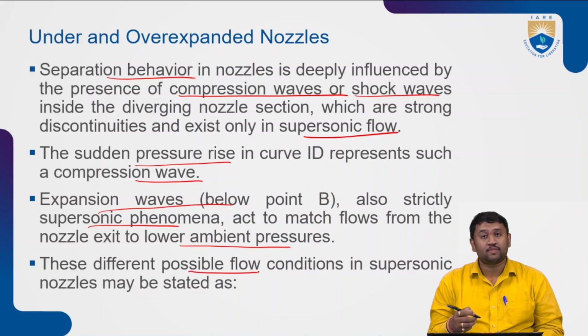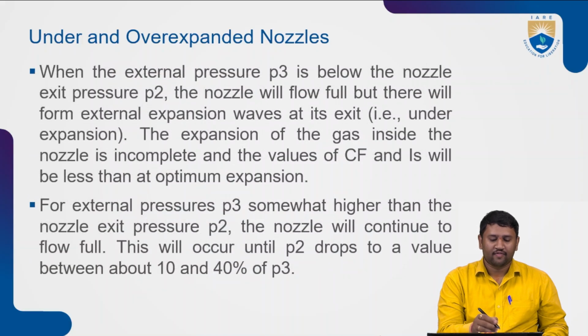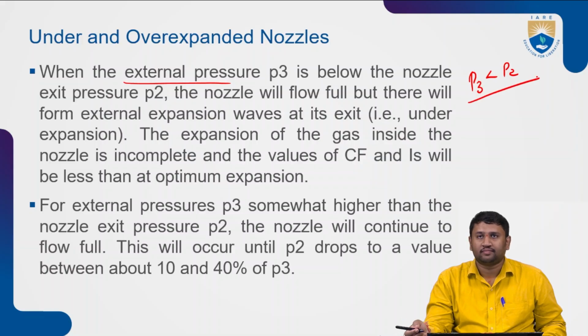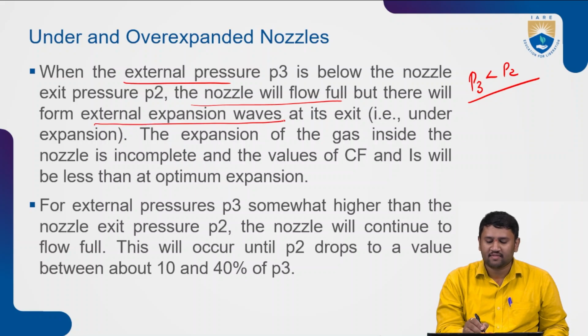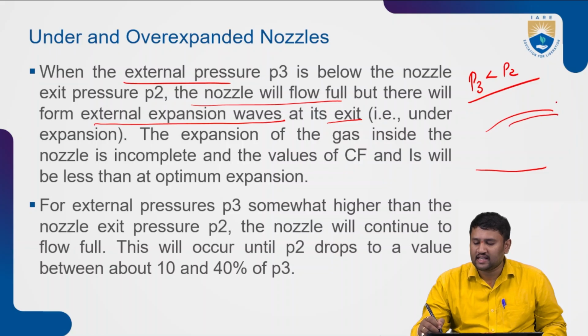Now, these are the different possible flow conditions in a supersonic nozzle, which can be stated as: 1. That is when the external pressure P3 is below the nozzle exit pressure P2, the nozzle will flow, but there will be a form of external expansion waves at its exit. For example, this will be P2, this will be P3. As P2 is bigger than P3, what happens? They tend to move out.